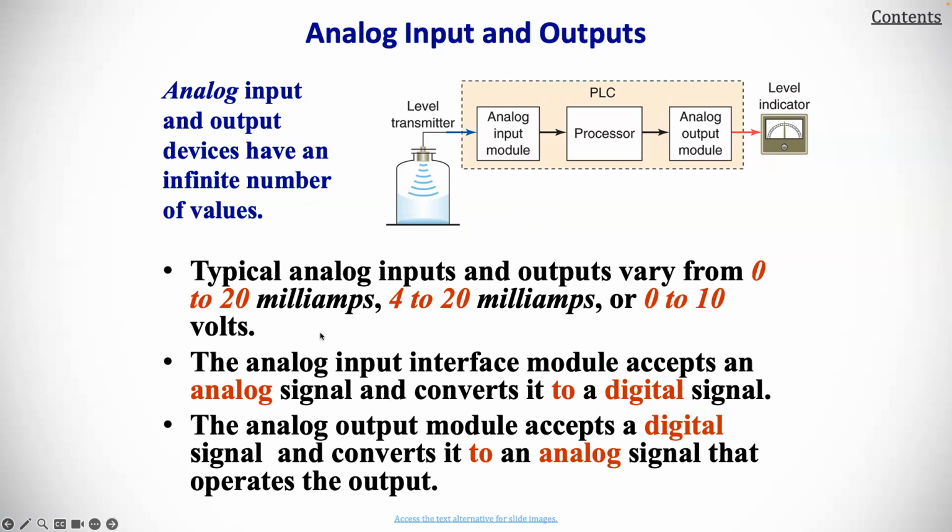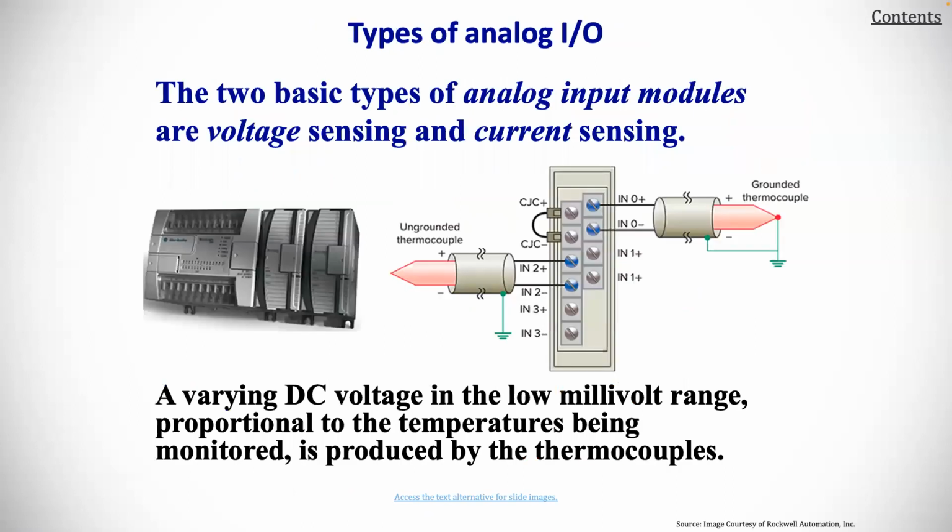The analog input interface module accepts an analog signal and converts it to a digital signal. The analog output module accepts a digital signal and converts it to an analog signal that operates the output. Let's think about the types of analog inputs and outputs. The two basic types of analog input modules are voltage sensing and current sensing.